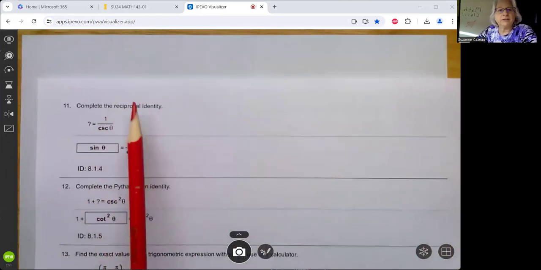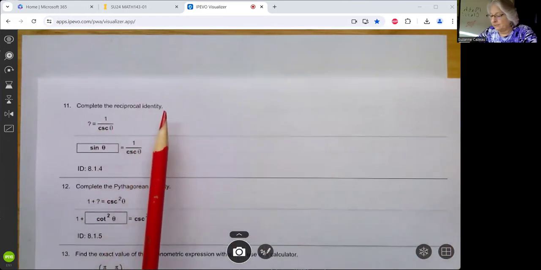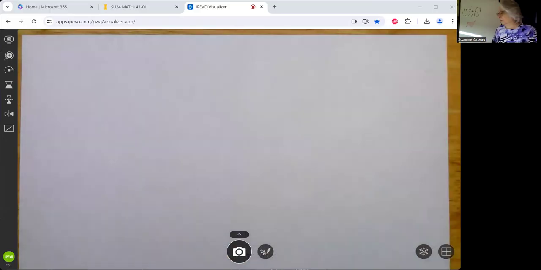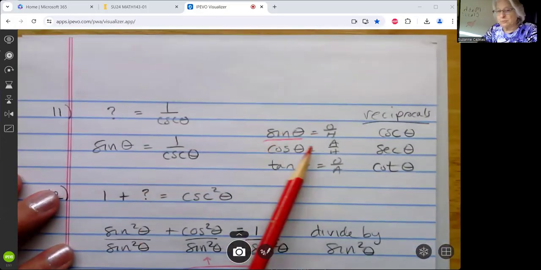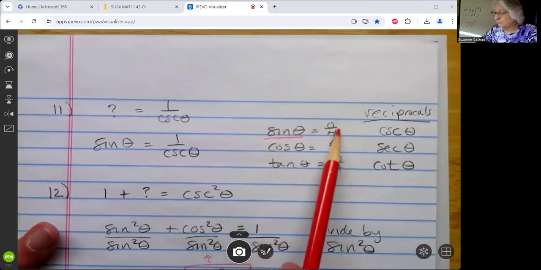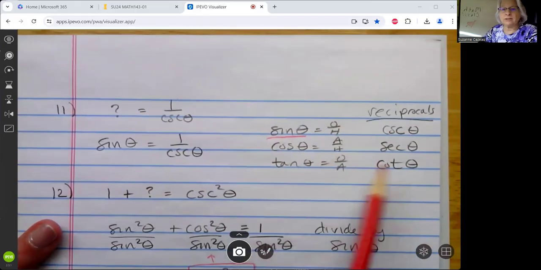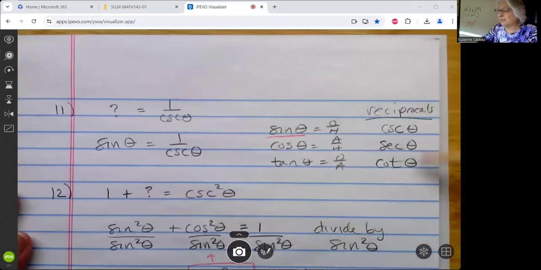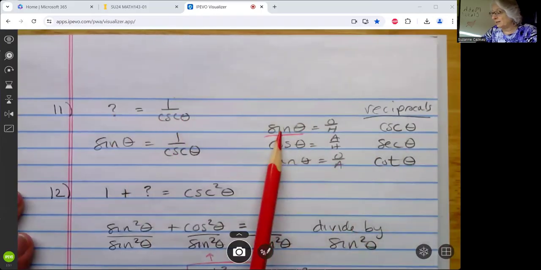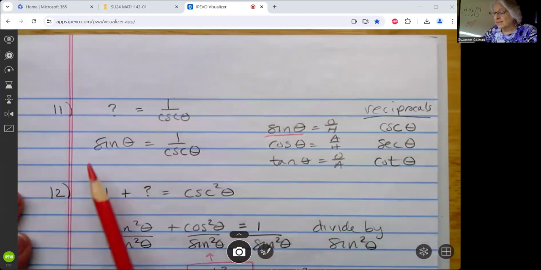Number 11, complete the reciprocal identity. I've got a question mark equals 1 over cosecant. This is one of those things I like to write on my paper when I'm testing. Sine is opposite over hypotenuse, and so on, and then these are the reciprocals. So I'm looking for the reciprocal of cosecant. The reciprocal of cosecant is sine. So sine of theta is 1 over cosecant.